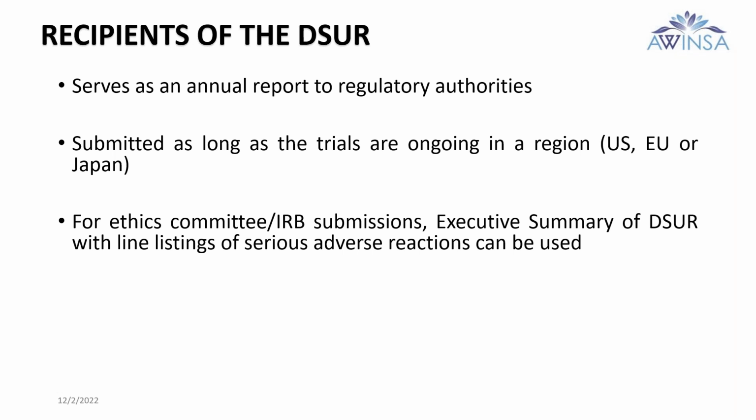for clinical trials. I would like to clarify regarding the submission to the ethics committees or institutional review boards. Generally, ethics committees or IRBs require an executive summary of the DSUR to be submitted to them, unless they have any specific requirement as per their standard operating procedures or their processes. This executive summary is supplemented with the line listing of the serious adverse reactions. So when we submit the reports to the ethics committee or the IRB, it should be the executive summary of the DSUR, along with the line listings or the summary tabulation of the DSUR.